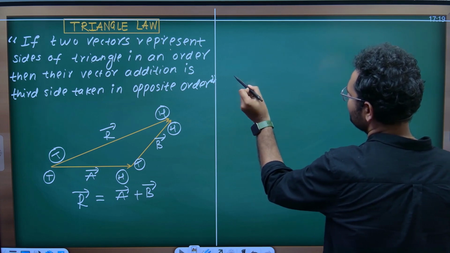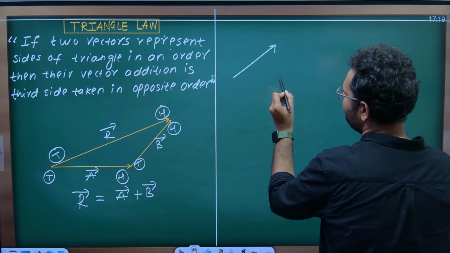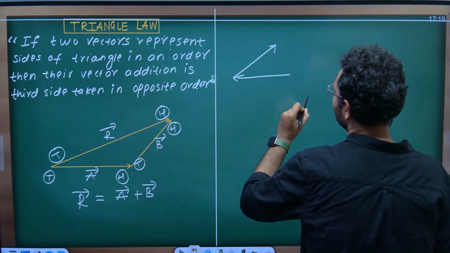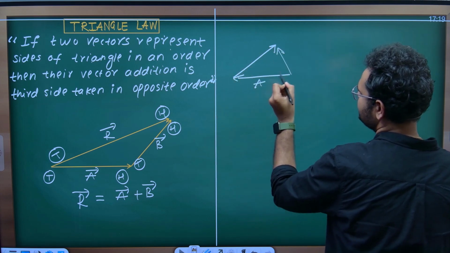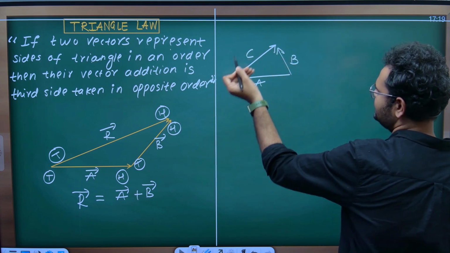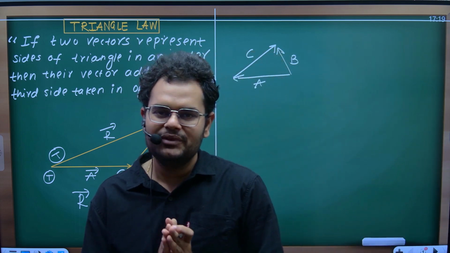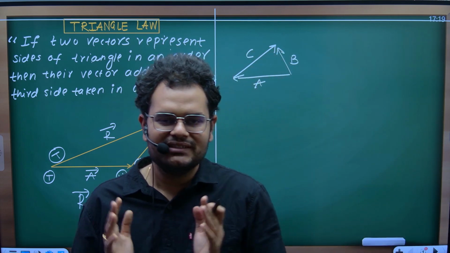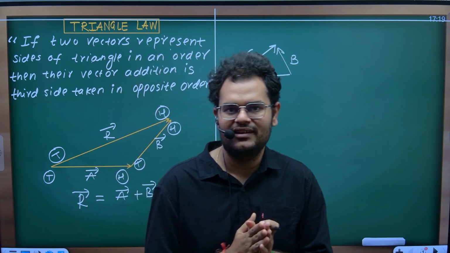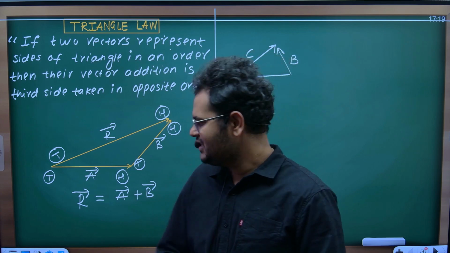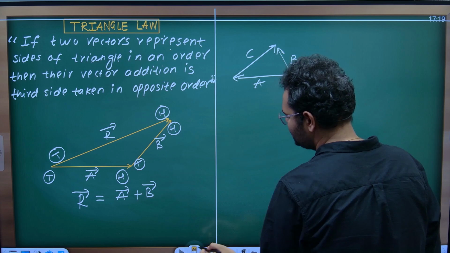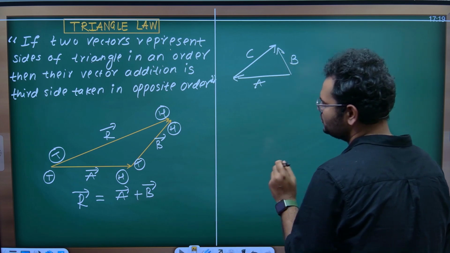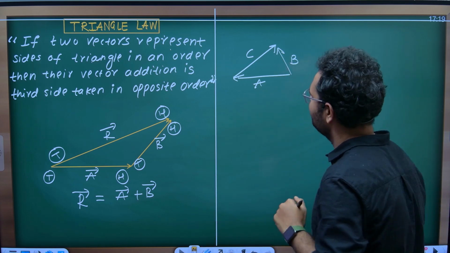Okay, now let us see an example. Suppose I ask you, this is one vector, this is another vector, and this is another vector. Let us say this is A, this is B, and this is C. Can you tell me the relation between A, B and C, or which is the resultant vector? In order to answer this, first you should see TH order. You should find two sides with the same order.